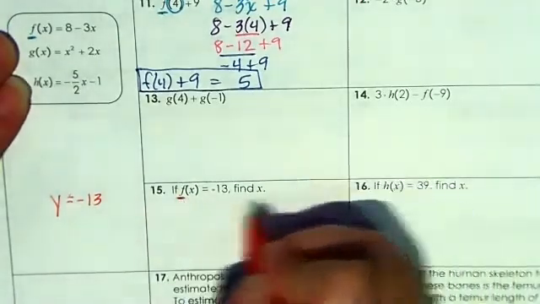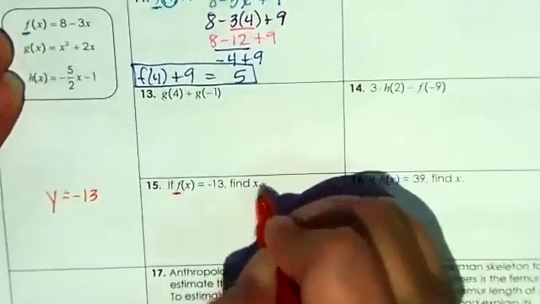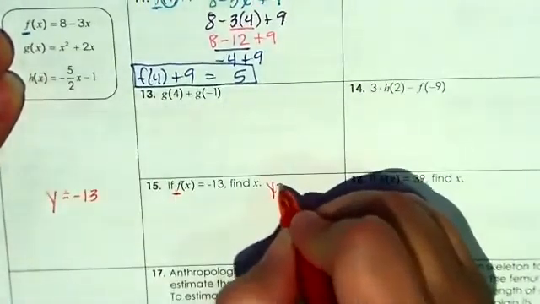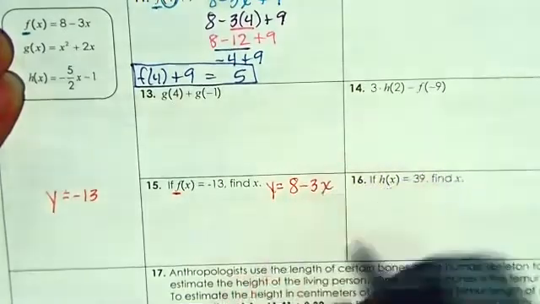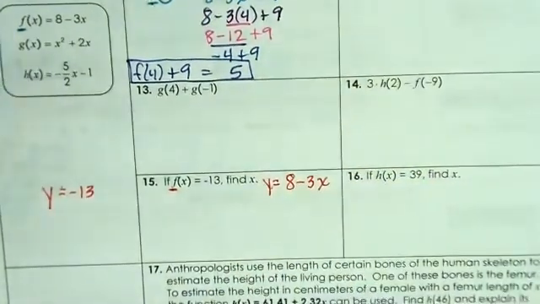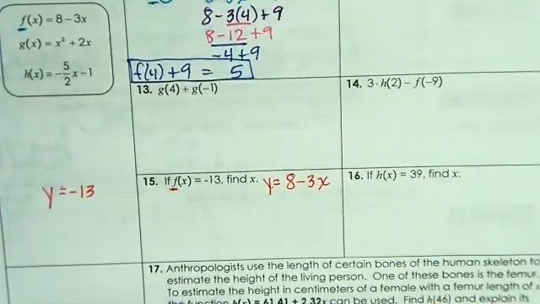So therefore, I can rewrite this rule if I want to be y equals 8 minus 3x. If it makes it easier for you to understand, to change that to a y, I guess I should have said that at the beginning. You can easily do that. I do not have a problem with that. Just understand when you see it on a test, f of x is the same as y.